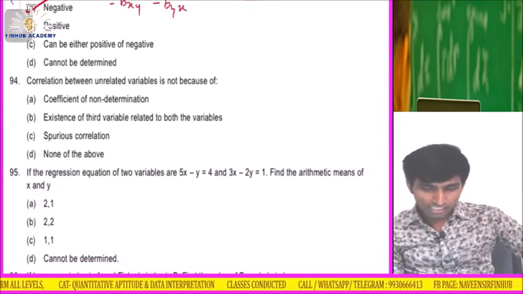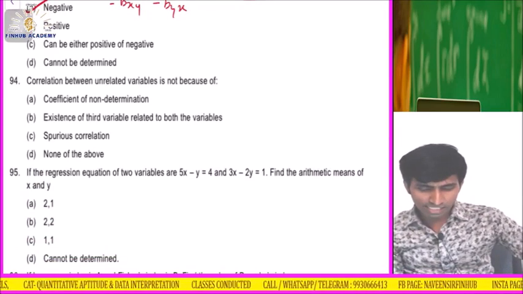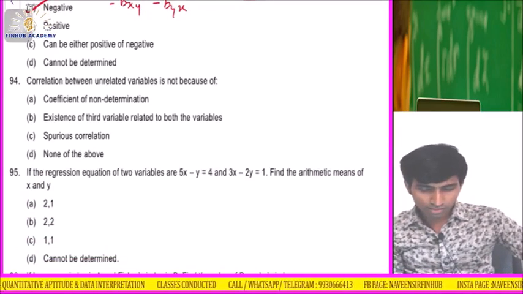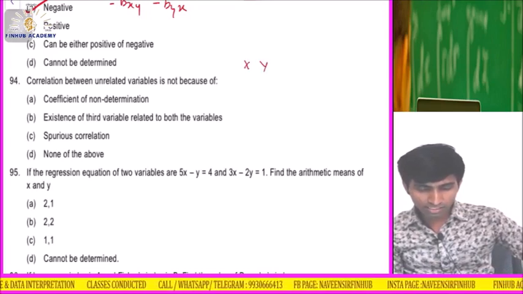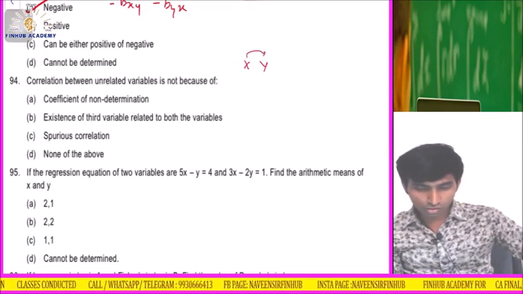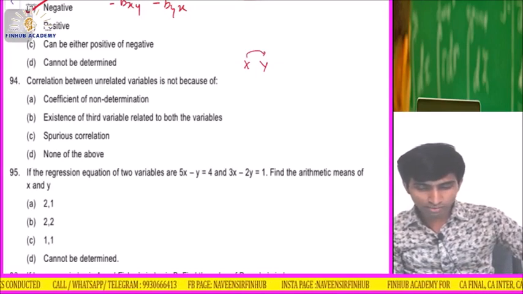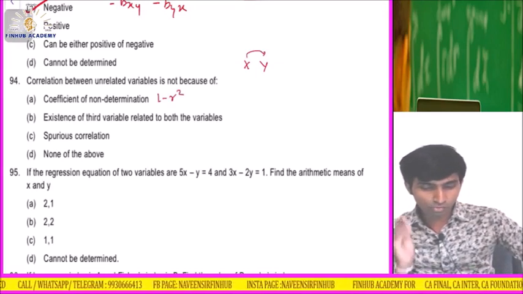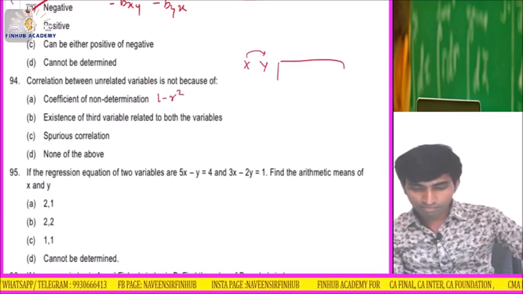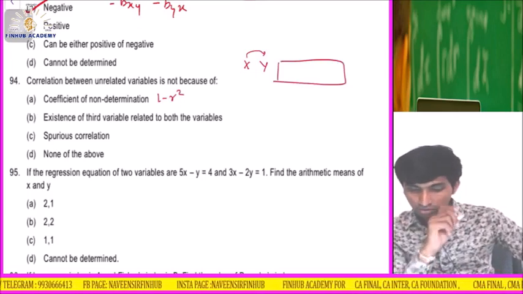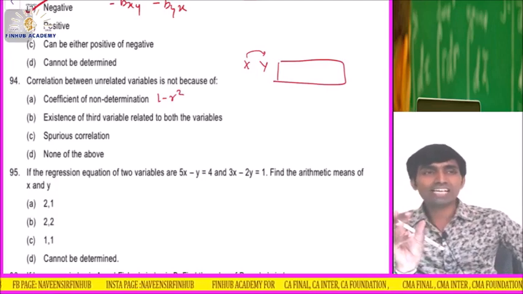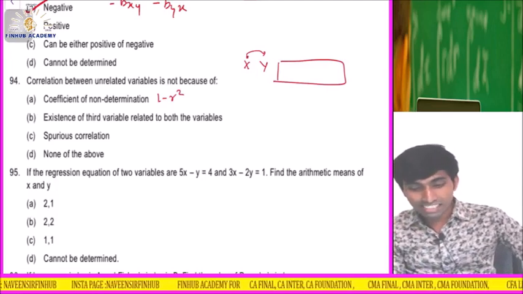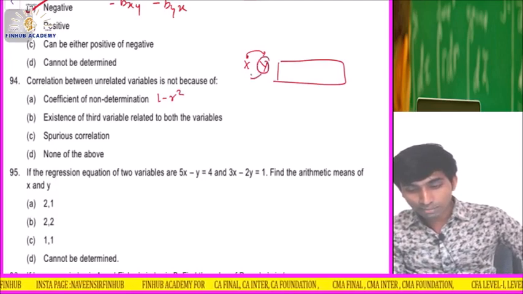Correlation between unrelated variables is not because of, two variables are there. Correlation between unrelated variables is not because of coefficient of non-determination? No, it is 1 minus r square, means what? The remaining. Coefficient of non-determination is what? Which have not been taken into consideration in the regression. x and y I considered, but x is independent, y does not only depend on x.